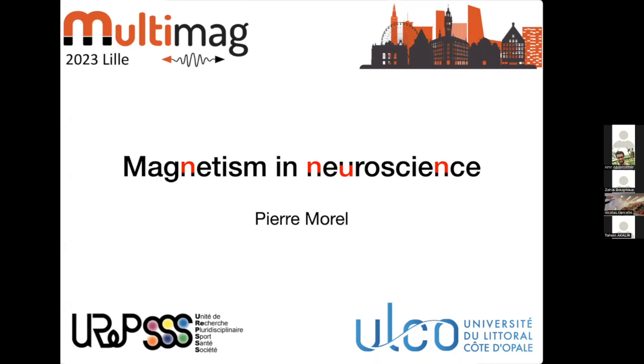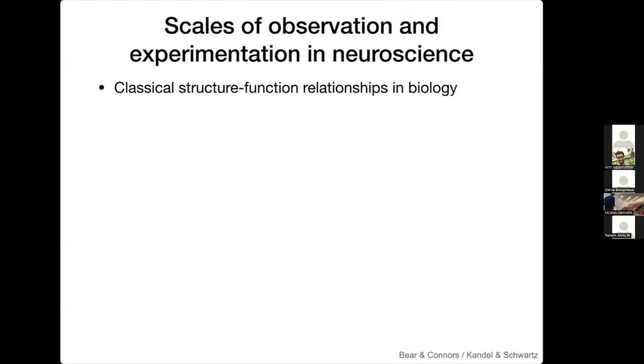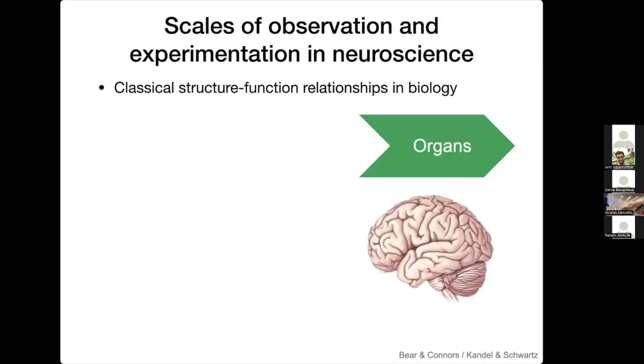So first, a brief intro about neuroscience. You could see it as a kind of subfield of biology. And what biologists love to do is examine the relationship between the structure of objects and their function in the body. And in neuroscience, you could imagine that at different scales. You have, of course, the main organ, which is the brain.